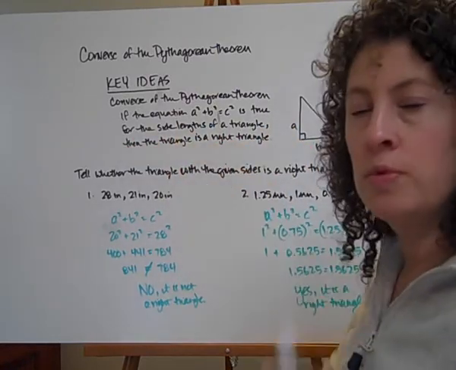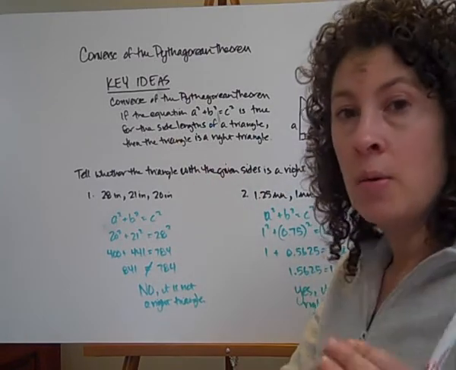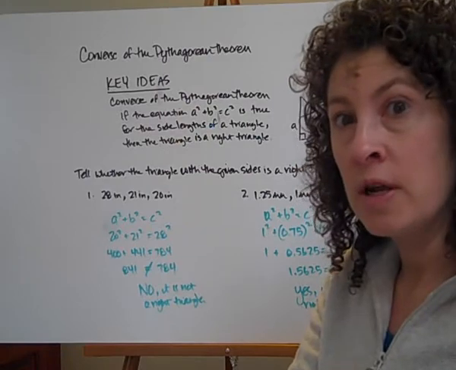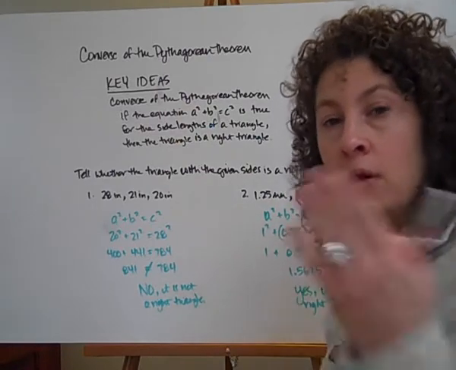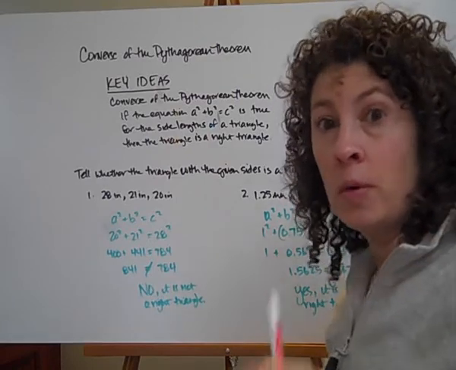is a right triangle. So before we said, well, it's a right triangle, so I can use the Pythagorean theorem. Now what we're saying is, if I can use the Pythagorean theorem, then it must be a right triangle. We're working backwards from something that we figured out to something that we thought we knew before.